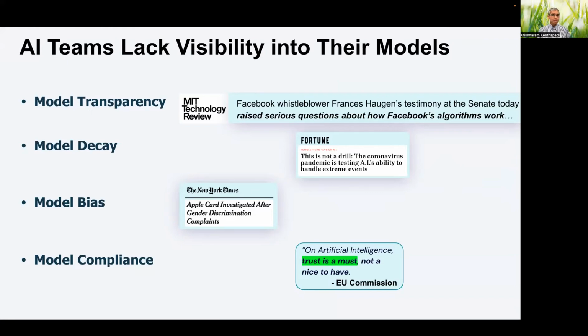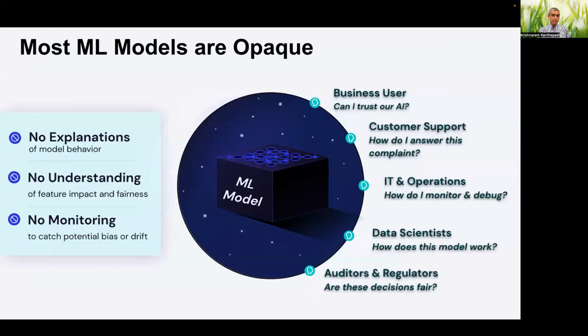The underlying reason for many of these aspects is that the machine learning models often are highly opaque. There may not be explanations of how the model is behaving. Often, even the model developers themselves do not have a good understanding of how the model is behaving, which features are important, whether there are biases in the prediction or the performance of the model. And more importantly, in the context of this tutorial, often there are not enough tools to monitor the models once they are deployed.